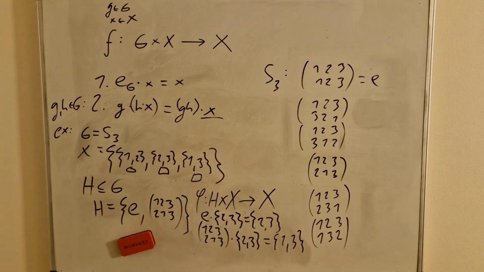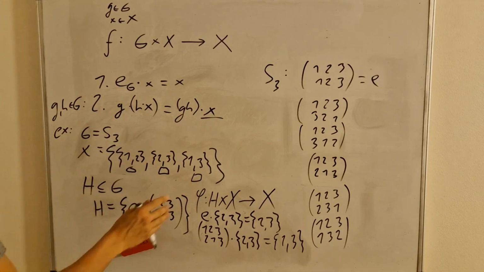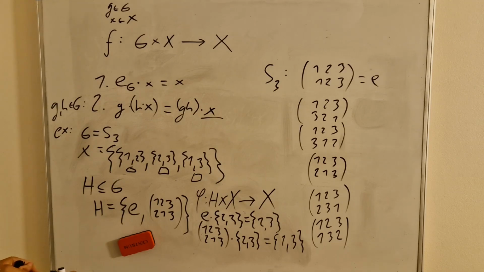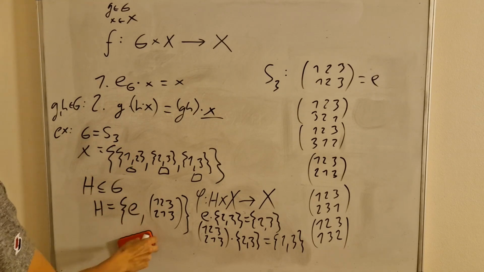So we see that there is no intersection yet. When we let all elements from H act on a particular element, the results are not going to intersect with the results when we let it act on this other element.